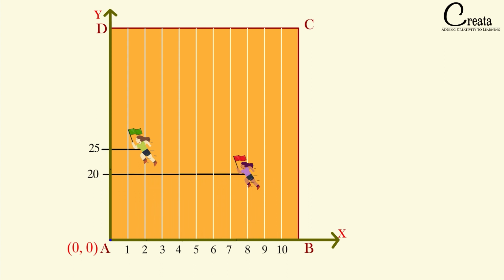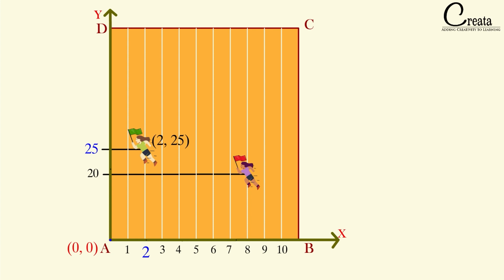So can we say the x coordinate of Niharika is 2 and the y coordinate of Niharika is 25? Yes, we can say so. So we got the coordinate of Niharika as (2, 25). 2 is the x coordinate and 25 is the y coordinate.